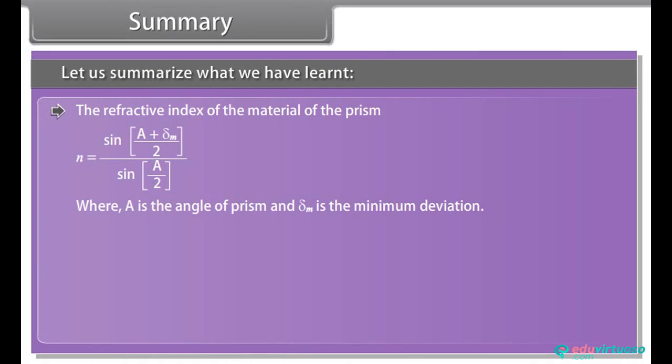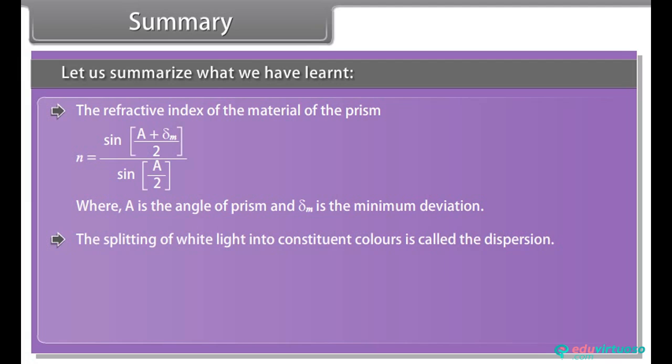The refractive index of the material of the prism, n is equal to sine of (A plus delta minimum) by 2 divided by sine of A by 2, where A is the angle of prism and delta m is the minimum deviation. The splitting of white light into constituent colors is called dispersion.